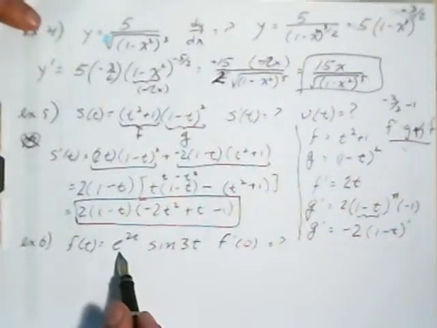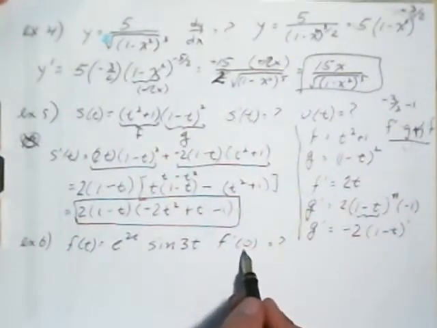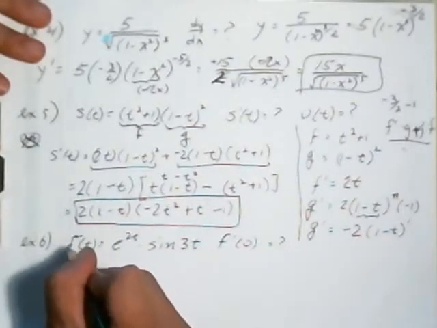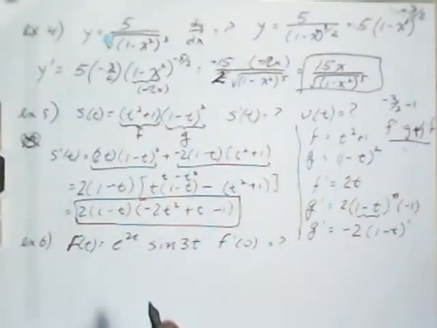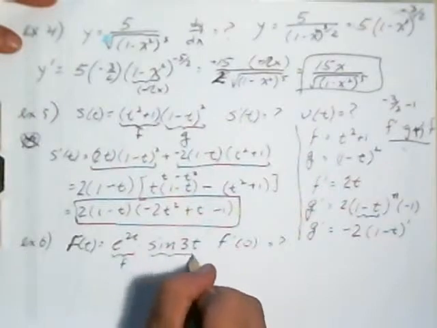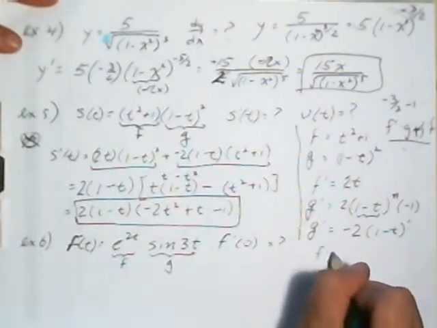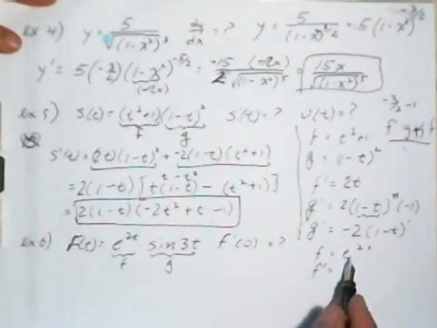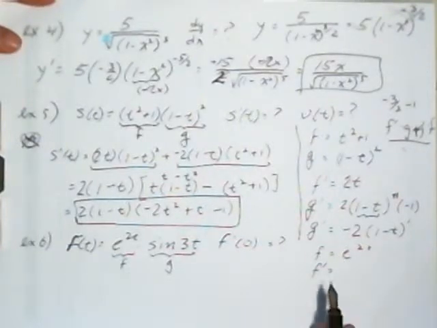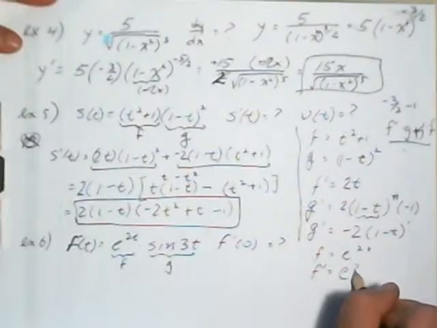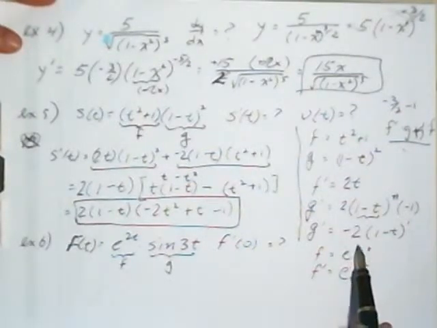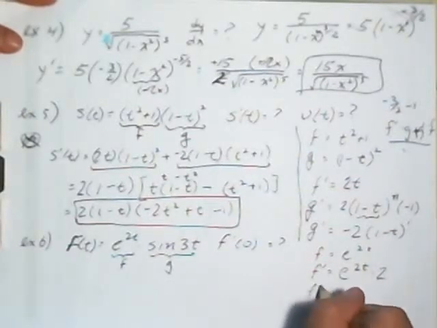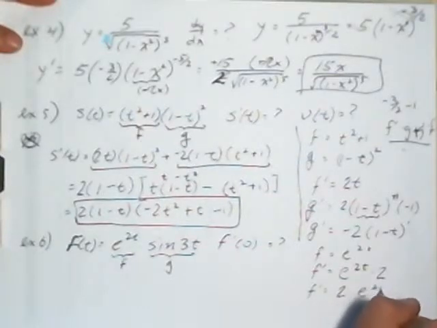This function f of t is e to the 2t times sine of 3t. I want to find the derivative, which is f prime of 0. The first thing I'm going to do is label again. Let's call this big F, that way we don't confuse ourselves. Let's label this F. Let's label this G. F is equal to e to the 2t. The derivative of F is e to the u, e to any function is going to be itself. So e to the 2t times the derivative of the inside, the derivative of 2t. What's the derivative of 2t? Times 2. So f prime is equal to 2 times e to the 2t.